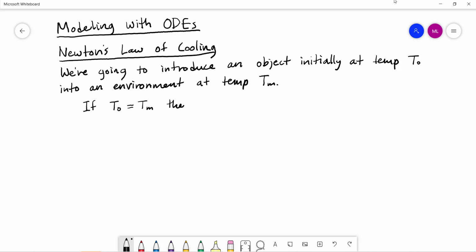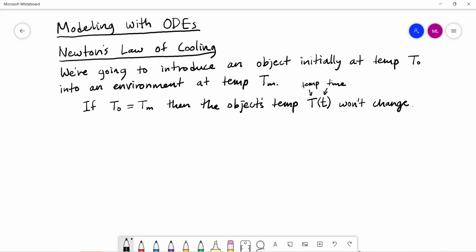In this case, the object's temperature, which is initially, we'll call it T by itself. So capital T is temperature. It's a function of lowercase t, time. So this is temperature. This is time. That object's temperature over time should be a constant. It won't change. And we should simply get that T of t will just simply be equal to T0 for all time. So that's one thing that can happen.